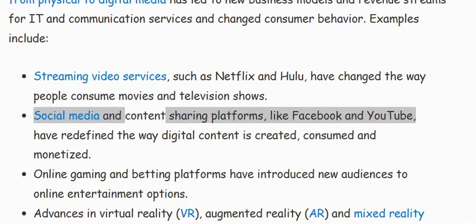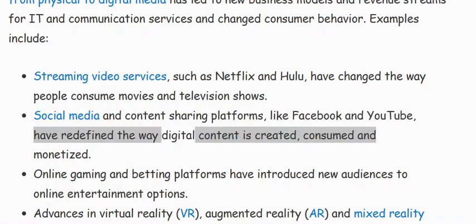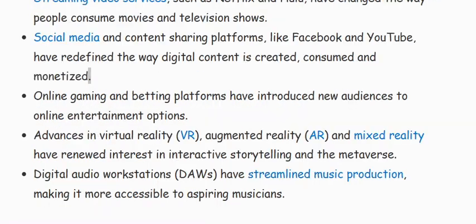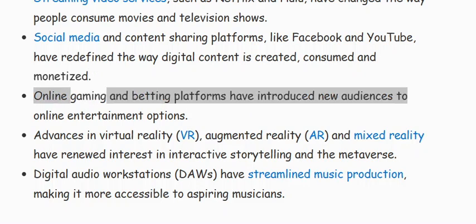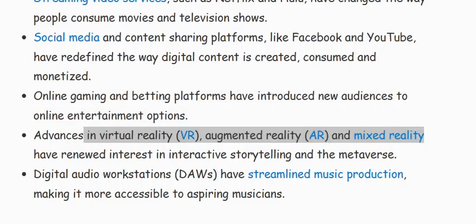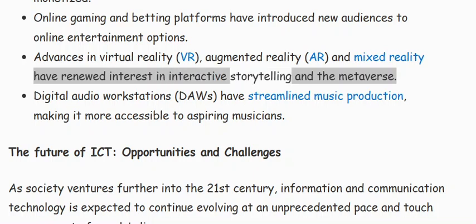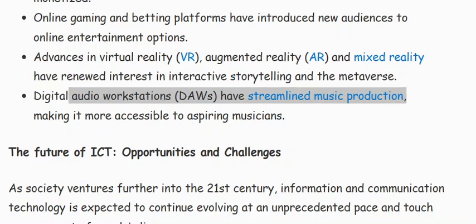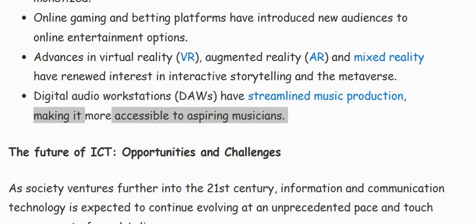Social media and content sharing platforms, like Facebook and YouTube, have redefined the way digital content is created, consumed, and monetized. Online gaming and betting platforms have introduced new audiences to online entertainment options. Advances in virtual reality, VR, augmented reality, AR, and mixed reality have renewed interest in interactive storytelling and the metaverse. Digital audio workstations, DAWs, have streamlined music production, making it more accessible to aspiring musicians.